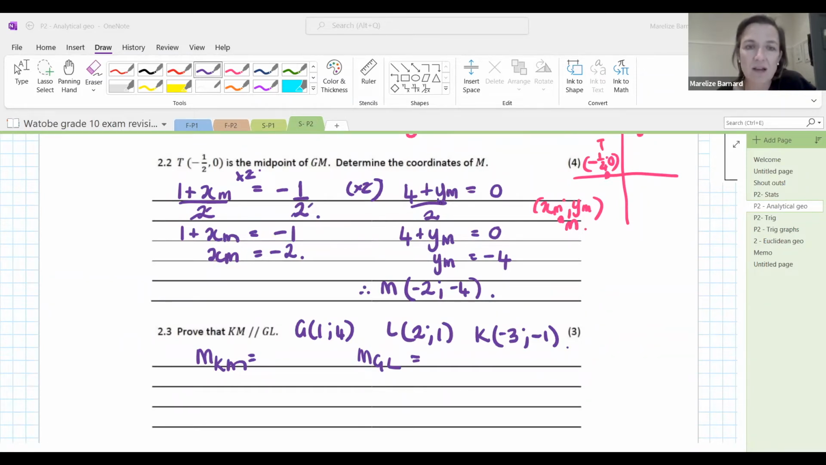This is not difficult, guys. You're just working out gradients. You've done this many times, unless you are snoozing through the lesson, which might be the case.